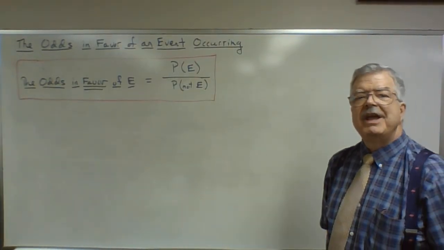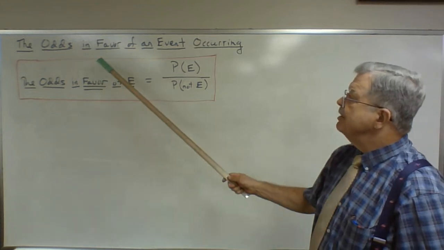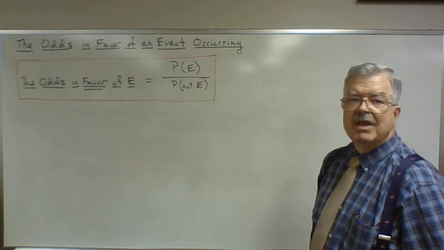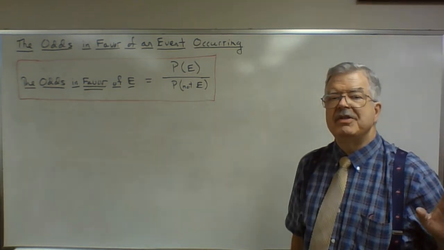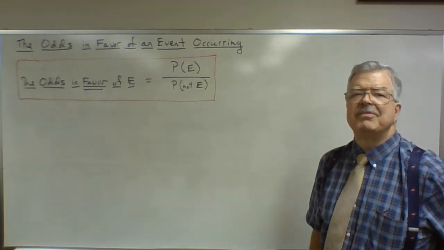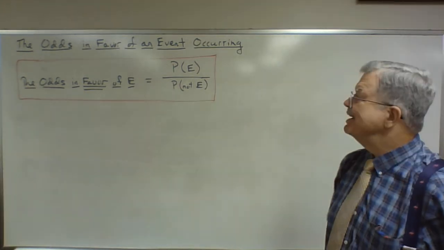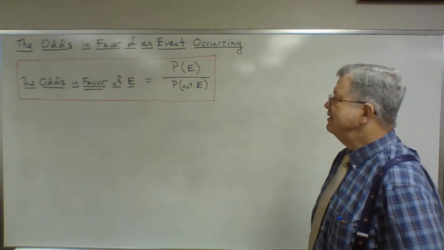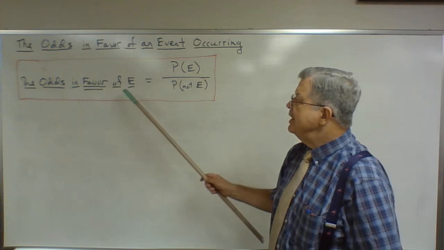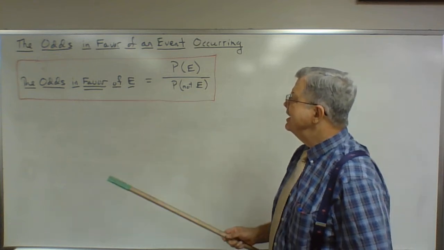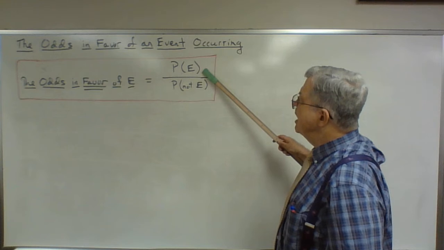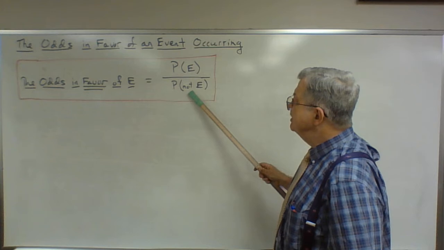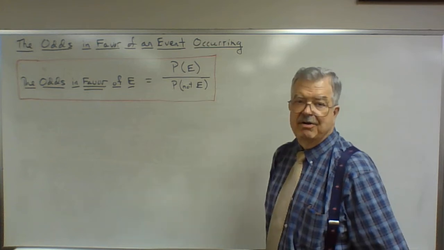Everybody, we're going to turn the tables a little bit now and compute the odds in favor of an event occurring. Up to this point, we've been computing the odds against an event occurring. Now we're going to compute the odds in favor of an event occurring. The way we compute it, we take the probability that the event does occur and divide it by the probability that the event does not occur.